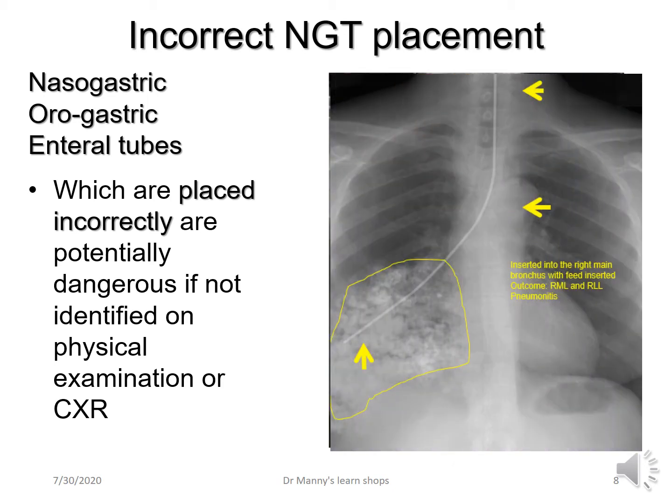Here's an example of a patient who had a feeding tube inserted into the right main bronchus, right lower lung, and feeding was commenced, which resulted in a right middle lobe and right lower lobe chemical pneumonitis. The patient wasn't very well.